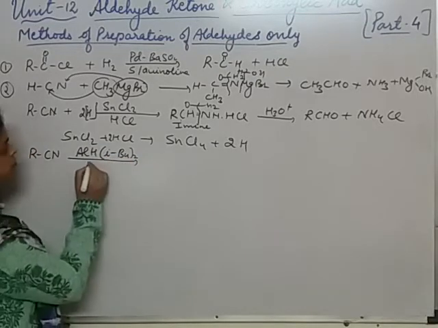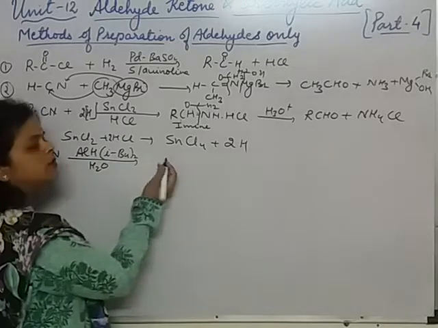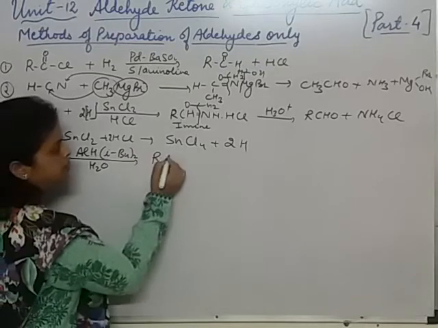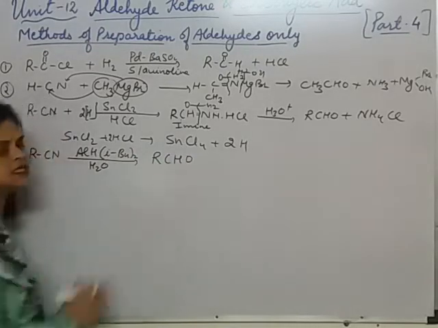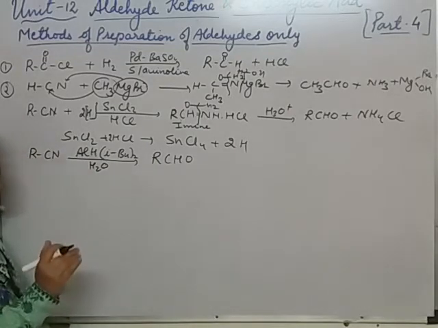Diisobutyl aluminium hydride followed by hydrolysis. Then also, first it will form the imine and then it will form the aldehyde. So I am writing the product directly, RCHO. Okay. Now students, one equation is given in our textbook.